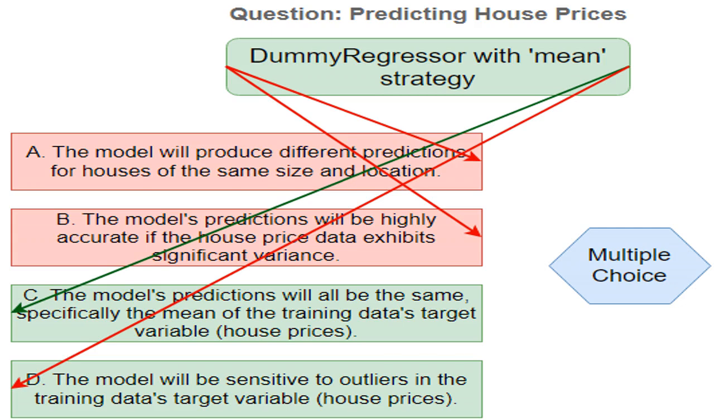This is false. Accuracy isn't really relevant to this simple model. High variance, lots of spread in house prices, means this simple model will be inaccurate. It's a bad model for high variance data.